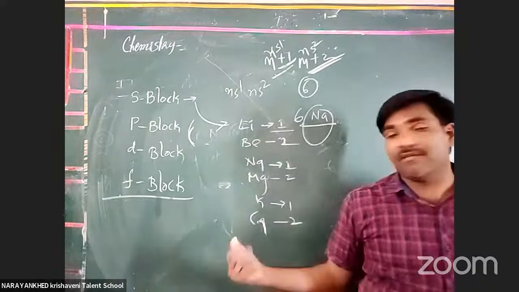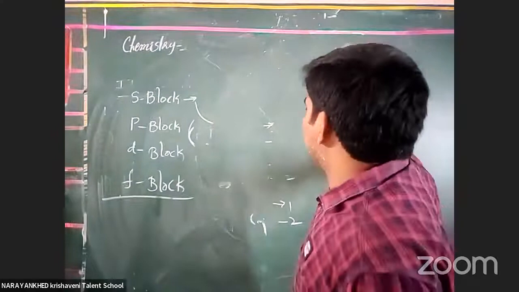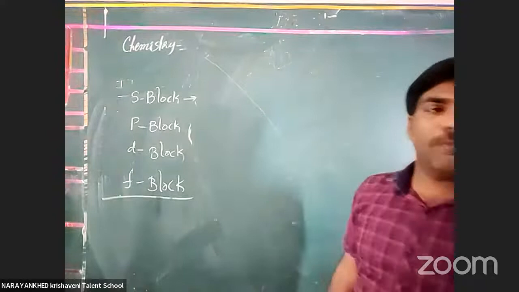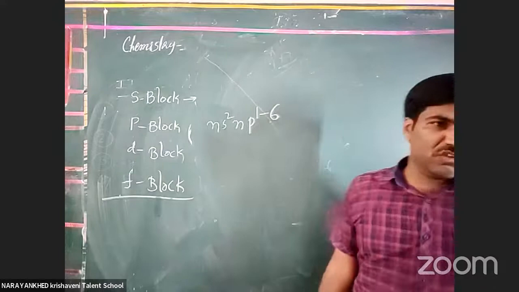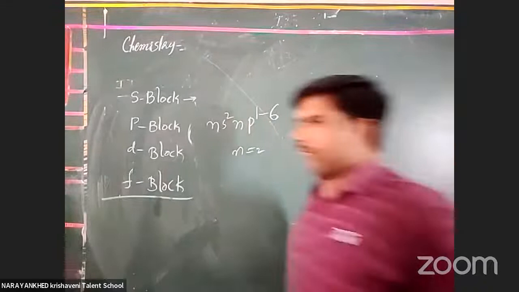Which one is called a p-block element? Which are containing outermost electronic configuration ns2 np1 to 6. The n starts from 2 here. Okay? Means what? That is the one.